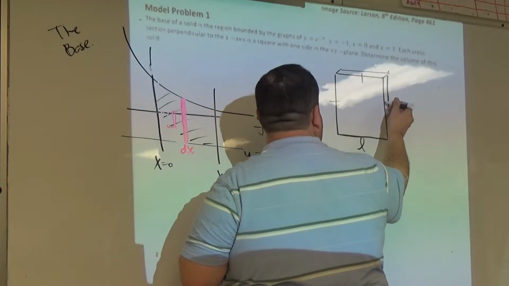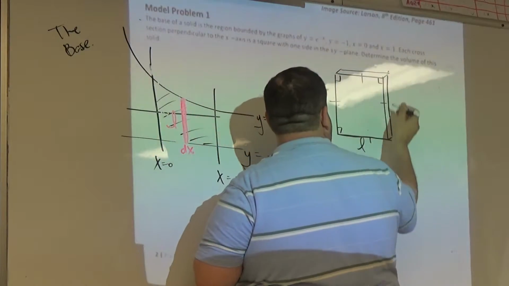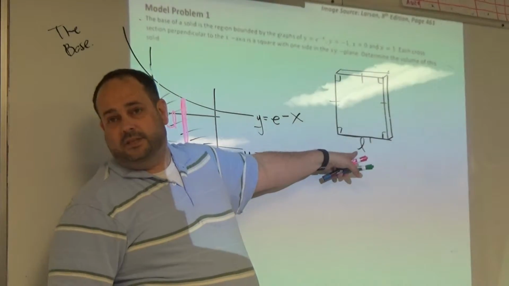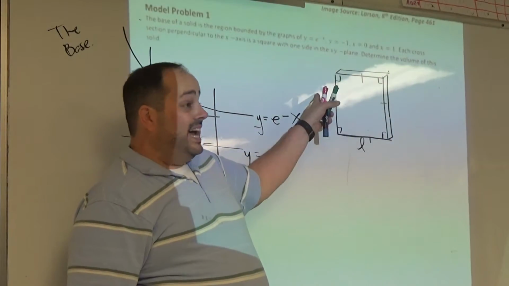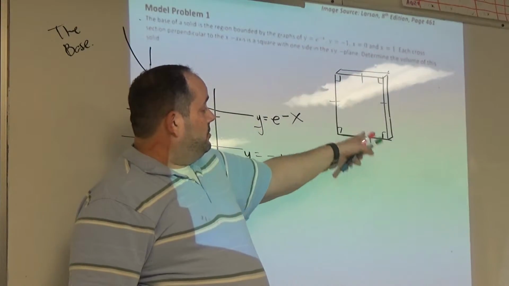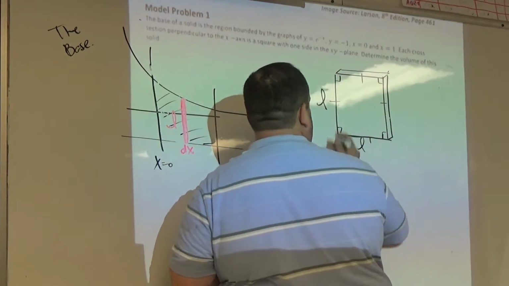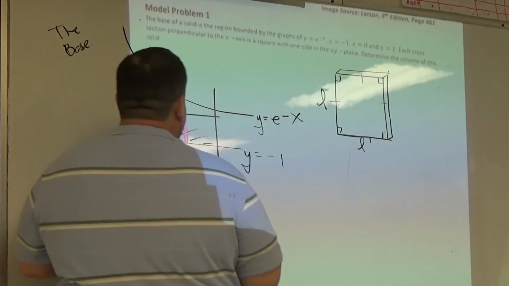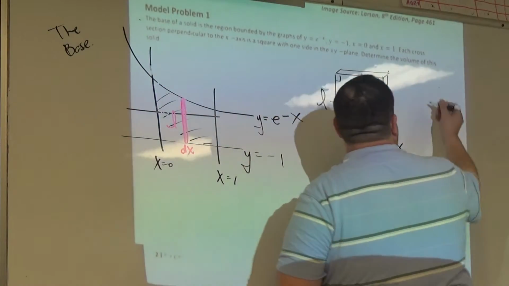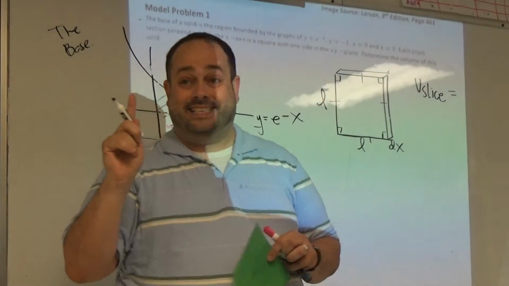Because this is a square, all four sides are congruent, all angles are 90-degree angles. So not only can you tell me how long this piece is, but what's the height going to be? If these sides are congruent, if this is L, doesn't this have to be L? And how thick is the slice? That thickness is this dx. So if I said, what's the volume of one slice?